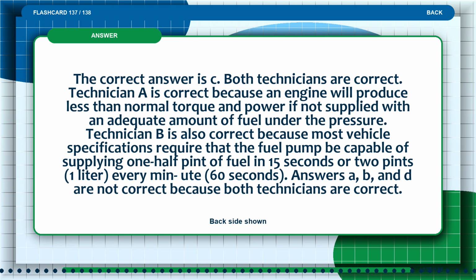The correct answer is C. Both technicians are correct. Technician A is correct because an engine will produce less than normal torque and power if not supplied with an adequate amount of fuel under pressure. Technician B is also correct because most vehicle specifications require that the fuel pump be capable of supplying 1/2 pint of fuel in 15 seconds, or 2 pints, 1 liter, every minute, 60 seconds. Answers A, B, and D are not correct because both technicians are correct.